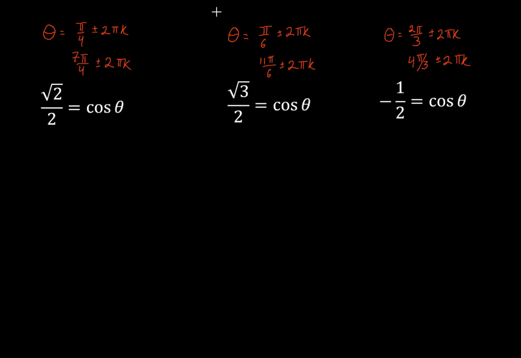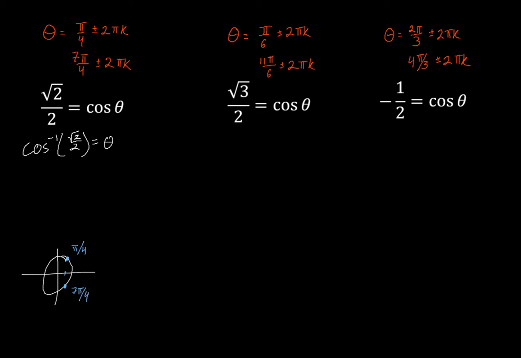So here are the answers to this question. Let's go ahead and see why. Just like all other problems, start it off by taking the inverse cosine. So the question is, when does cosine of theta equal root 2 over 2? Cosine is our x value. It happens right here and right here, at pi over 4 and at 7 pi over 4.